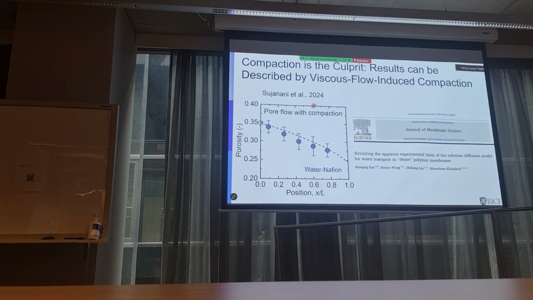So again, we use our pore flow with compaction model, the one that I showed you earlier, and we can predict the data beautifully, with no fitting parameter. They reported the initial porosity of the membrane, which is part of the model, and then we took from the literature the coefficient of compressibility for this membrane, and we were able to fit the data.